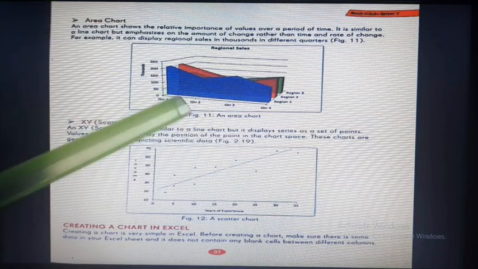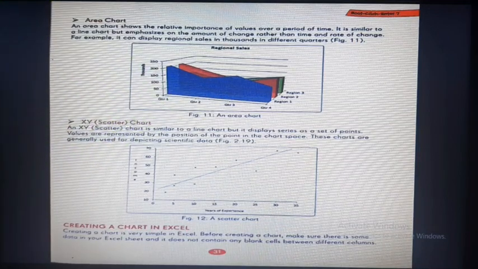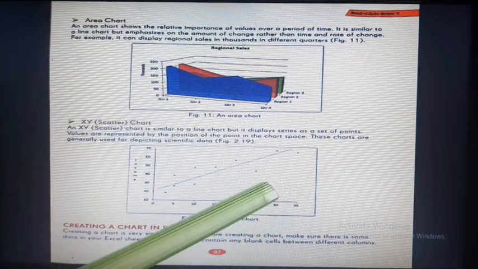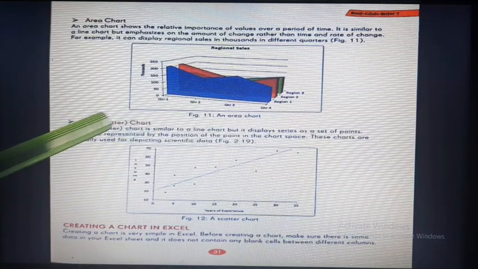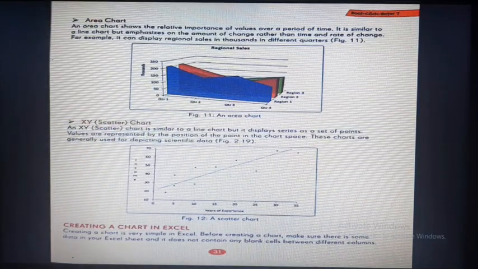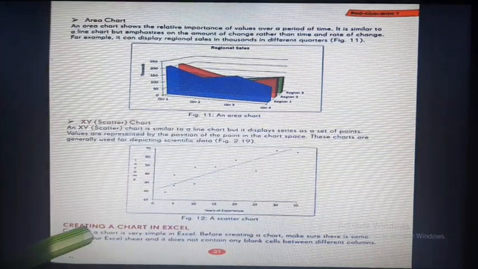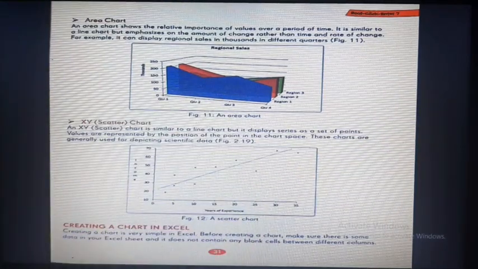Okay, for this video session class let's do up to here only, up to XY scatter chart. Okay, in the next video session class I'll show you practically, or I'll explain all the theory first, then I'll explain you practically later on.